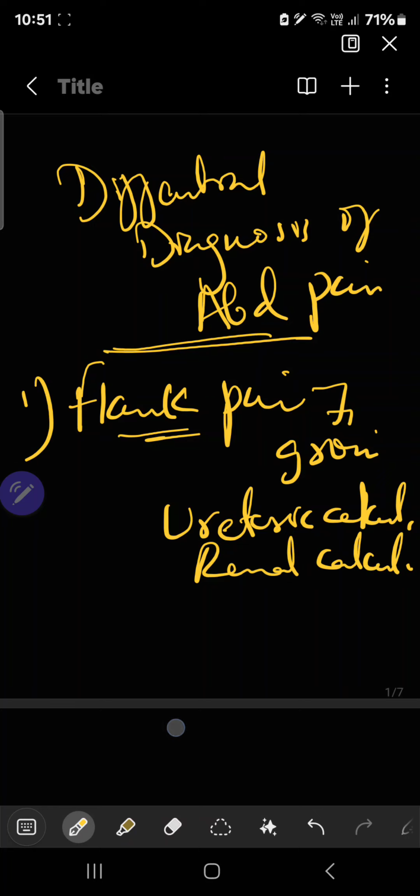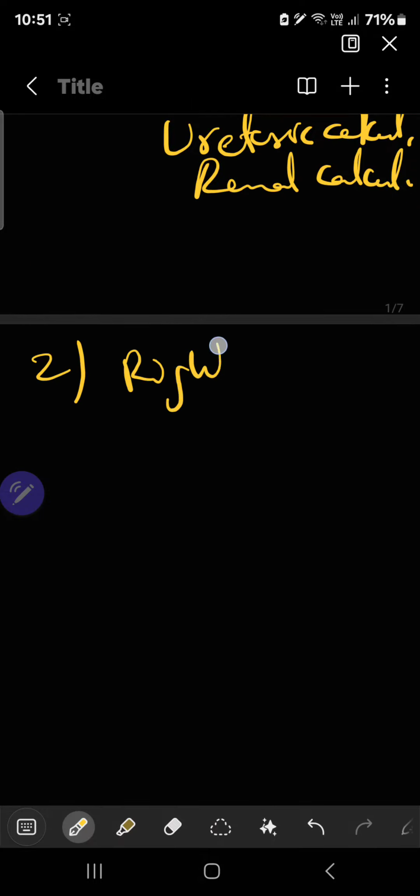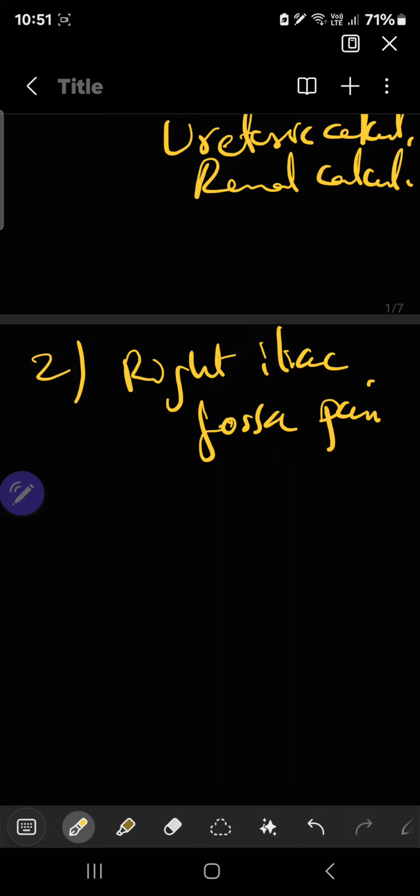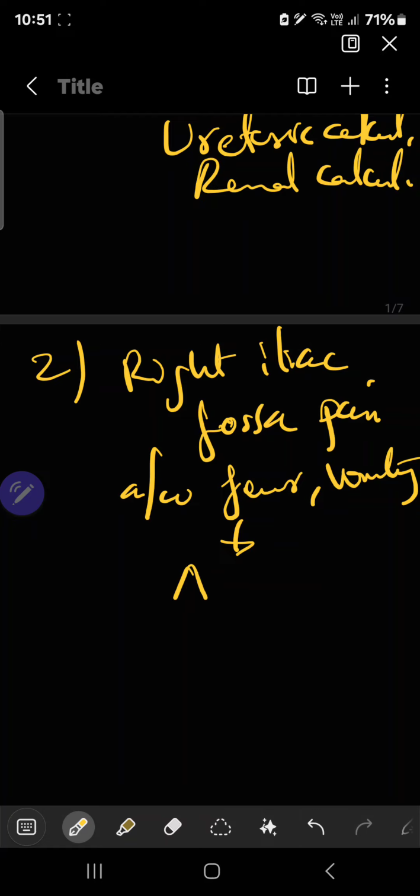Number 1. Number 2, right iliac fossa pain associated with fever, vomitings. It is well known that it is appendicitis.